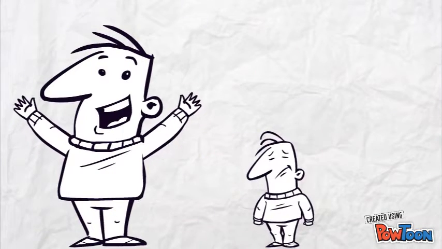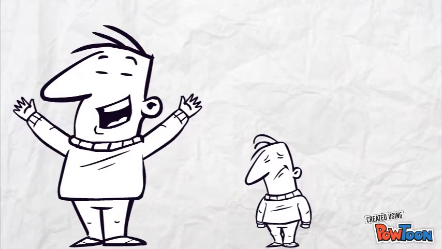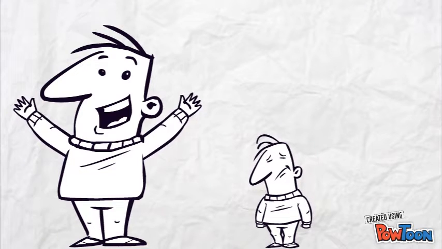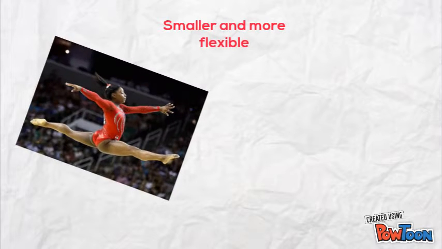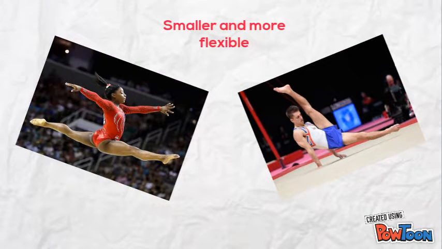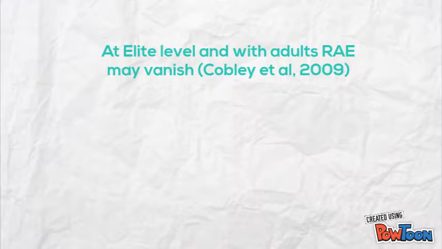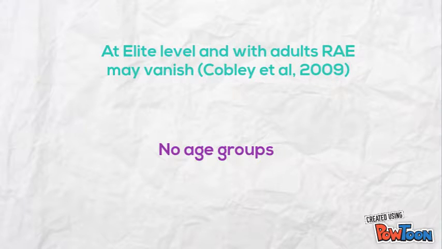Not all sports require the tallest and more physically mature performers, though. Gymnastics, for example, requires smaller and more flexible performers, like Simone Biles, who is 4'9", and Max Whitlock, who is 5'6". As stated by Cobley et al., at elite level and with adults, RAE may vanish, because players no longer play in their age groups.